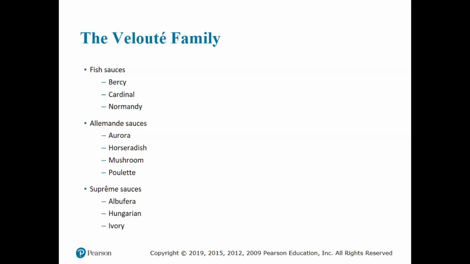The next one is the veloute family. The veloute family is divided into three subcategories. With the veloute, you're doing your white stock and your blonde roux, and then you can go directly into making a fish sauce. These are on page 223. The Bercy, the Cardinal, and the Normandy are the three basic ones that you see for veloutes.